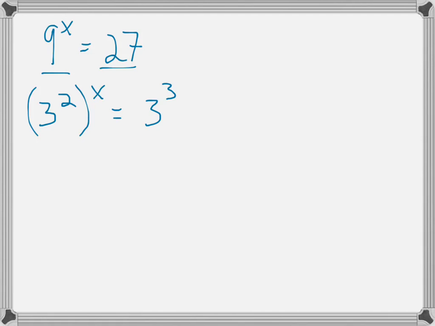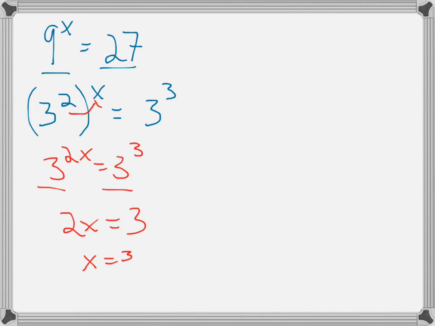Now, let's see what I did here on the right. I'm going 3 squared to the x power. Since I'm exponentiating these, I multiply these. So I can now rewrite this as 3 to the 2x equals 3 cubed. Now I have the same base. Now I could just set the exponents equal to each other. 2x equals 3, divide by 2. X is 3 halves. Smashing good time, is it not?